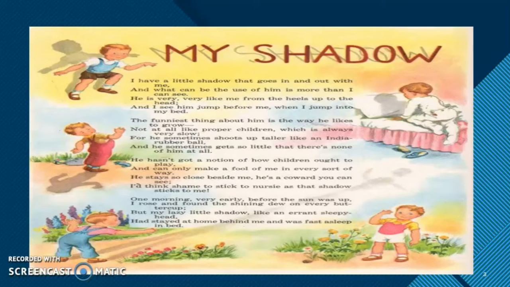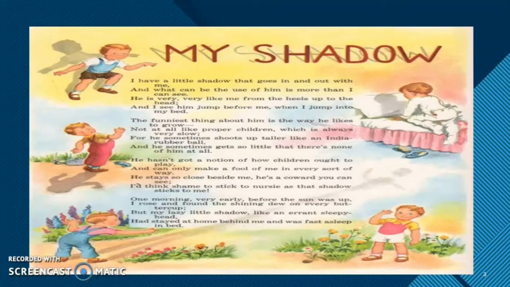He stays so close beside me, he's a coward, you can see. So the poet says that the shadow never goes far away from him. He's always sticking to him, and because of that he is calling the shadow a coward, okay? Clear? And then he says, I think shame to stick to Nursey as that shadow sticks to me.